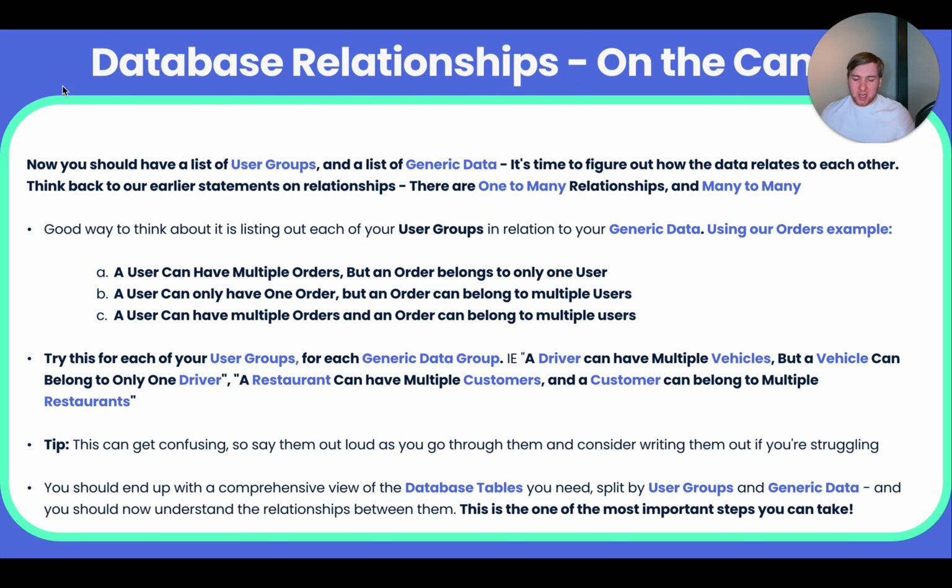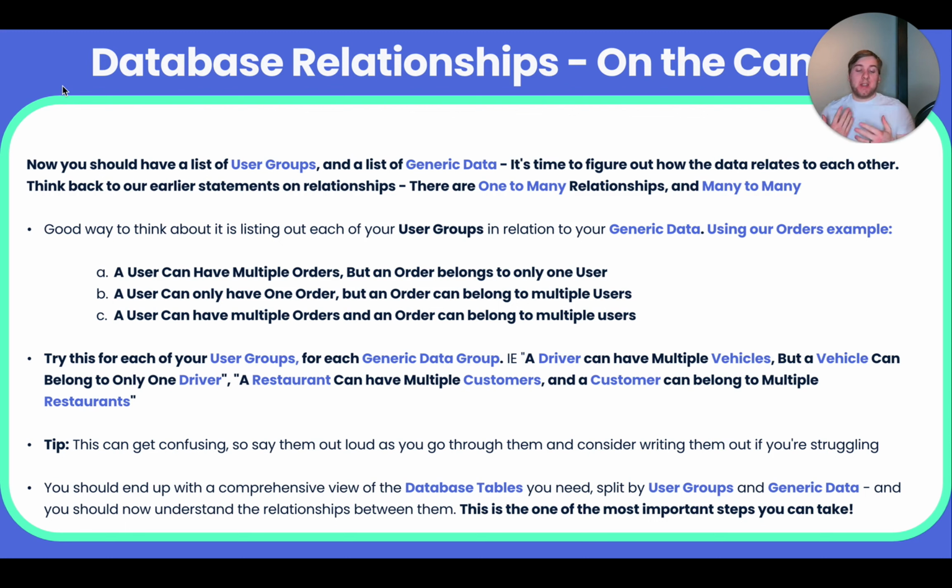Let's check the others. A host can only have one apartment, but an apartment can belong to multiple hosts. Well, that doesn't sound right, because why can I only have one apartment, and why would my apartment belong to multiple people? And then a host can have multiple apartments, and an apartment can belong to multiple hosts. Now that sounds partly correct, because I as a host can have multiple apartments, but again, my apartment can only belong to one person.